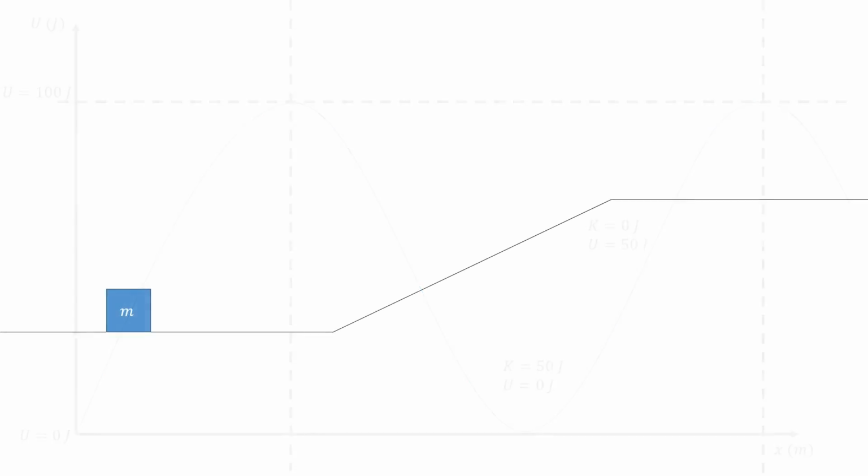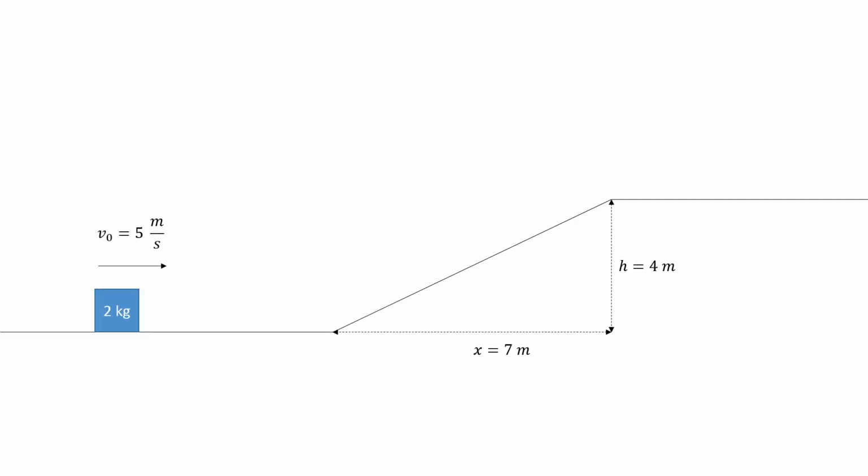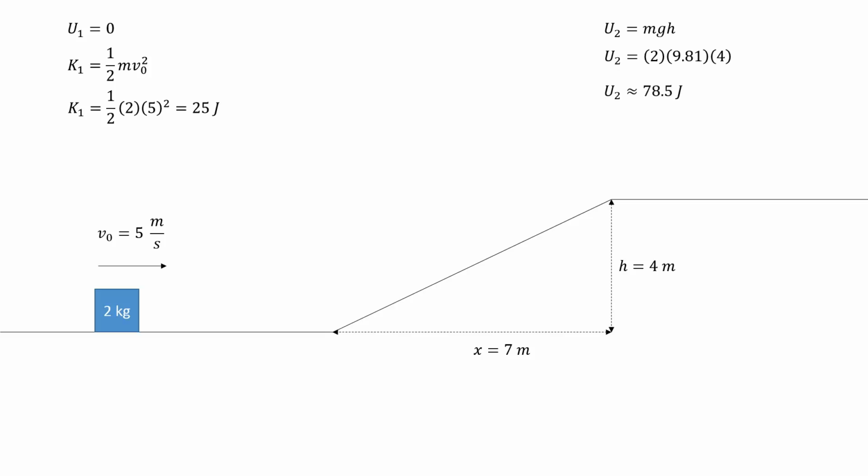Here is a block traveling at some constant velocity v0 approaching a hill of height h. We'll assume there is no friction this time. Let's choose some numbers for the mass, initial velocity, and height of the hill. Calling h 0 at the bottom of the hill, the object starts with exclusively kinetic energy equal to 25 joules. To reach the top of the hill, the block would need to obtain about 78 joules of potential energy.